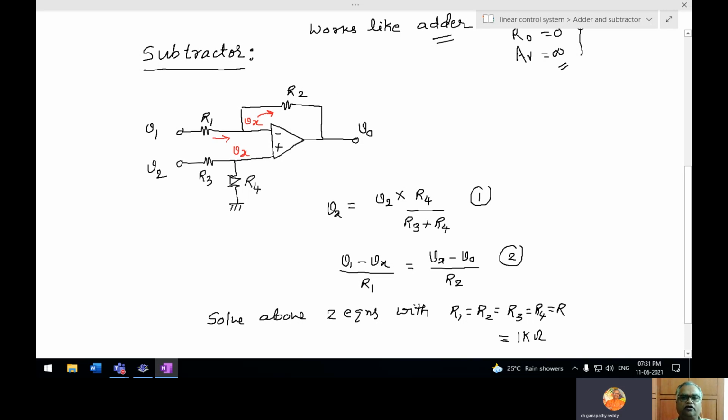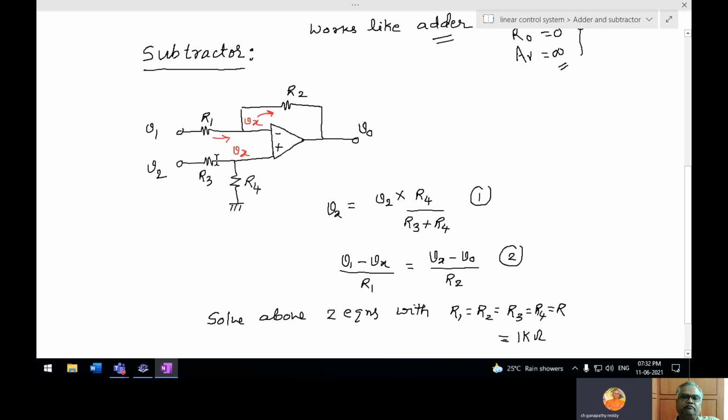So here R1, R2, R3, R4. Between R3 and R4, I am introducing a new variable Vx. From Vx, how much current will go into the op amp? As I said, 0. If 0 current is going into the op amp, then how are R3 and R4 connected? Series. When V2 is applied here, then how to relate Vx in terms of V2? Vx is equal to V2 into R4 by R3 plus R4. So what I used here is the voltage division formula, which I told you in network theory.